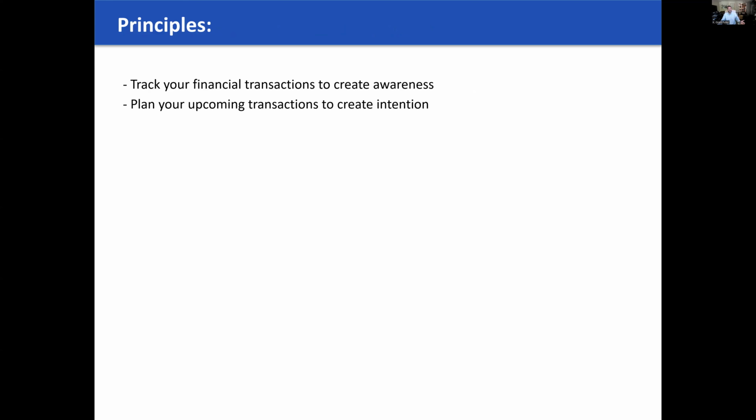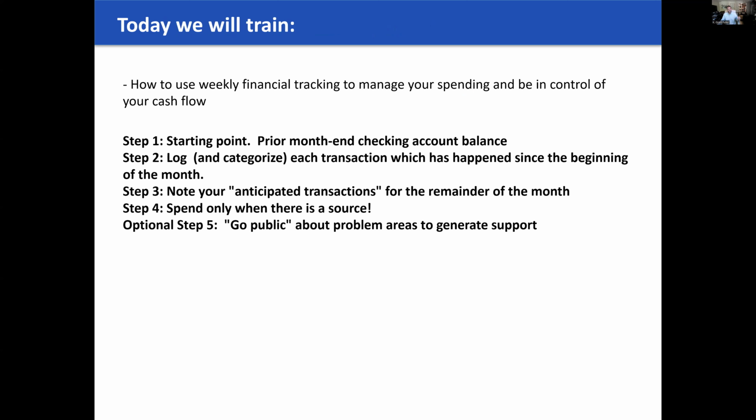So we're going to learn how to track financial transactions. That's going to create awareness, and we're going to learn how to plan upcoming transactions to create intention. Here's how this works. You start with a starting point. If you've never done this before, then your starting point should be your checking account balance from the very end of the prior month's end. So if this is February, it should be your checking account balance from January 31st.